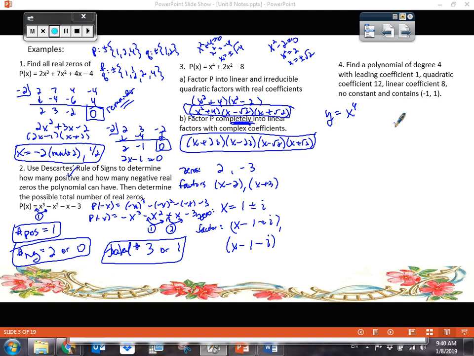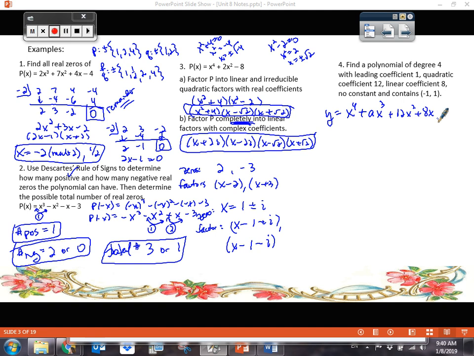So I've got to put it in there. I don't know what it is, so I'm going to call it a, x cubed. Then we have a quadratic coefficient of 12, so plus 12x squared. A linear coefficient of 8, plus 8x. And there's no constant. And they give us a point, (-1, 1).